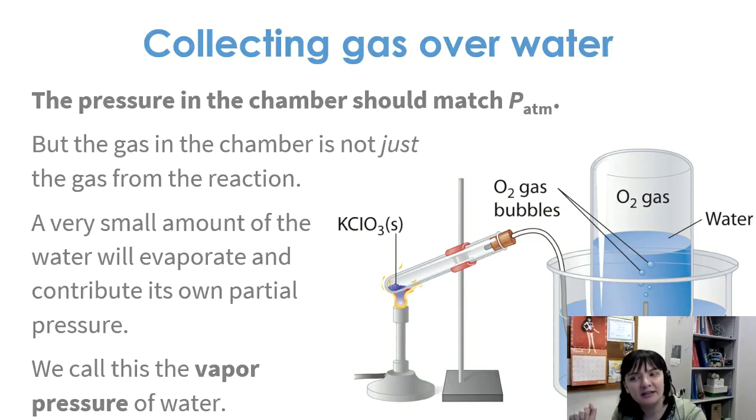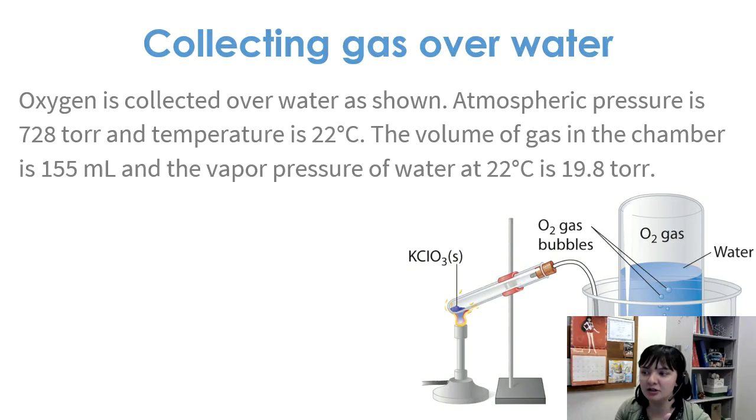But so let's look at one example using a pneumatic trough like this one. Again, we're going to do the same reaction that's been described here, decomposing potassium chlorate, turning that into oxygen gas, and then potassium chloride or other substances. In this example, we are collecting oxygen gas, and we find from the experiment that the atmospheric pressure is 728 torr and the room temperature is 22 degrees Celsius.